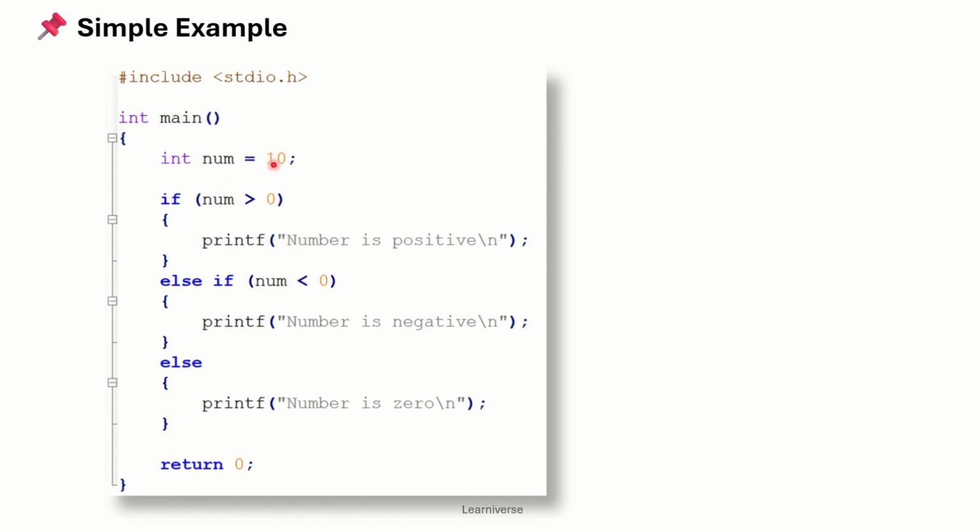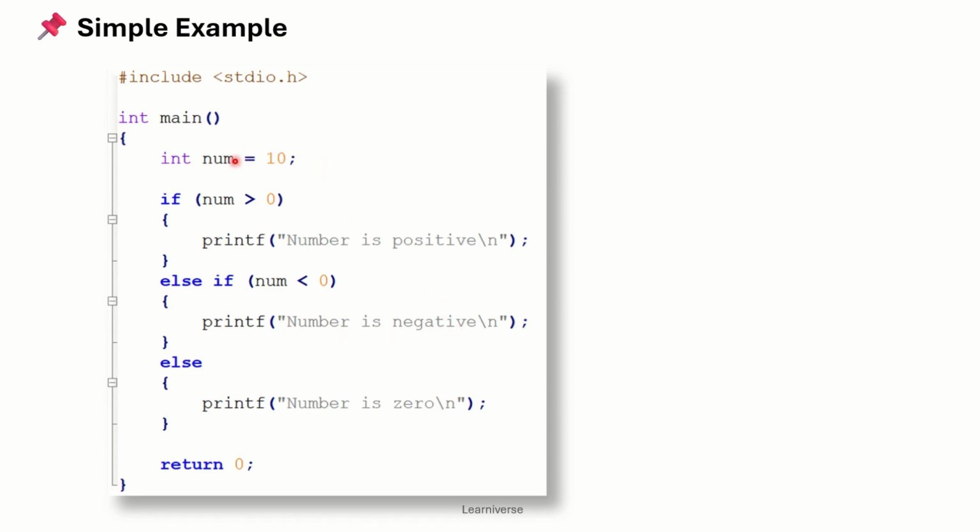Suppose let's consider the number is a negative number here, then this condition will fail. It will come to else if. So minus 1 less than 0, yes, it is less than 0. Hence, number is negative will be printed.